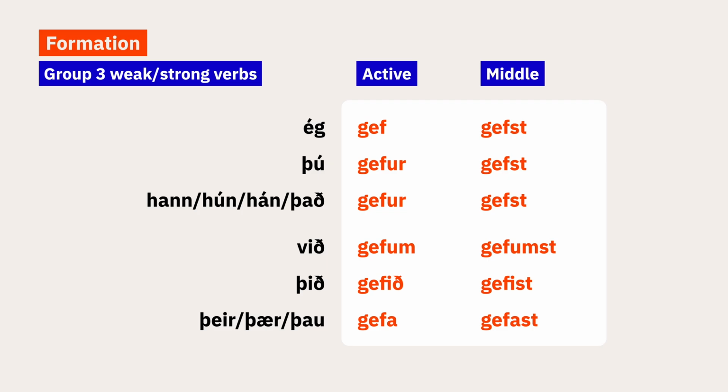Then finally we have group 3, weak verbs and also strong verbs, because in the present tense they follow a very similar pattern. The first person is just the bare stem of the verb with no inflectional ending, and the second and third person singular forms have this -ur ending. And what's a bit different here is that the -ur, the vowel itself, is also removed when we make the middle voice. So let's look at active first. So ég gef, þú gefur, hann gefur, við gefum, þið gefið, þeir gefa. Middle voice, ég gefst, þú gefst, hún gefst, við gefumst, þið gefist, þær gefast.